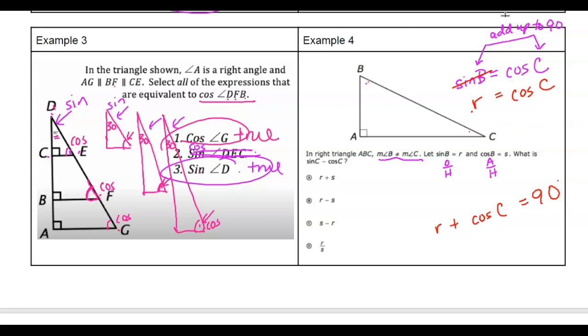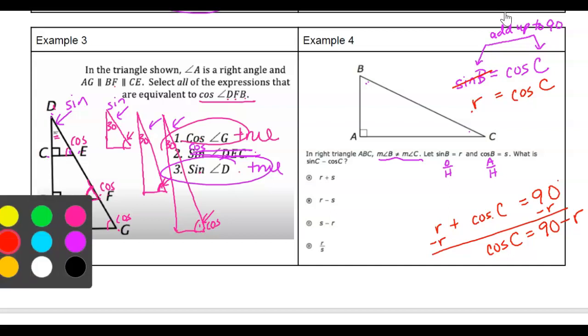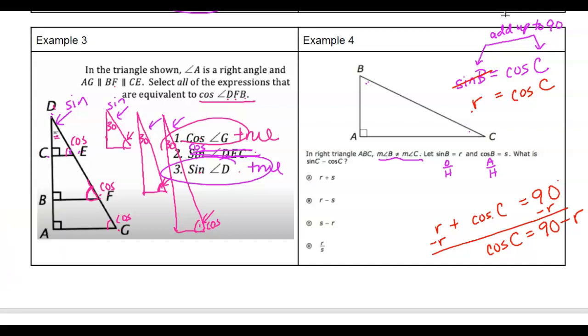Okay. But I only really care about the cosine of c, so I'm going to subtract r. So I know the cosine of c equals 90 minus r. You with me so far? This is kind of tricky. So then let's do the same idea.